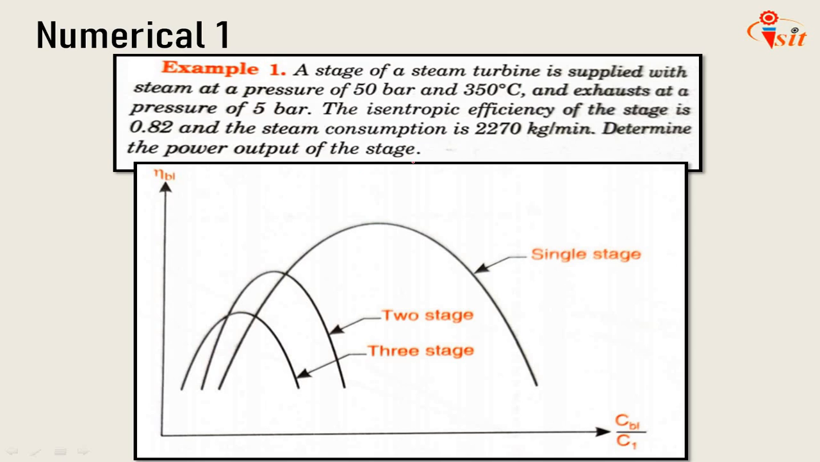Now here the graph shows the efficiency of the blade with respect to the CBL upon C1 ratio. Here we have single stage, 2 stage, 3 stage. See here how the variations take place with respect to these two parameters.